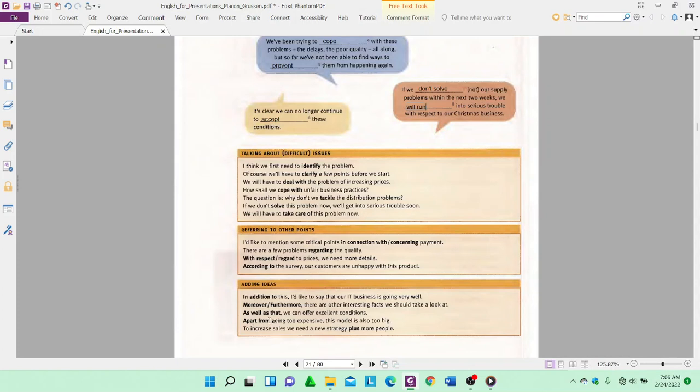Misalnya apa nih? Apart from being too long in distribution, misal ya, this solution is also heavy in price. Misalnya begitu ya. Atau terakhir bisa pakai plus. Kayak bahasa Indonesia ini mirip sebenarnya. To increase sales, we need a new strategy, plus more people. Dan sama aja, more people. Mirip ya? Oke. Jadi ini bisa digunakan when giving our main part of presentation.